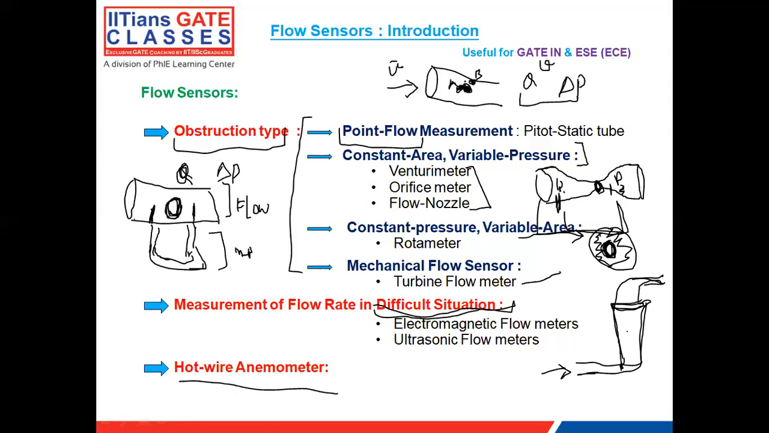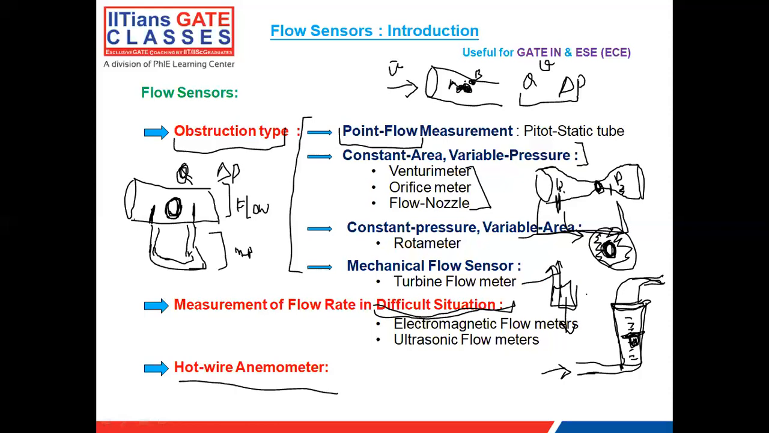There will be some readings on this tube, and you are placing a float in it. Based on the balanced force equation, if you see the float, there are forces acting downward due to gravity, and forces acting upward due to buoyancy and due to drag. So when you balance these forces, you can calibrate in terms of velocity.